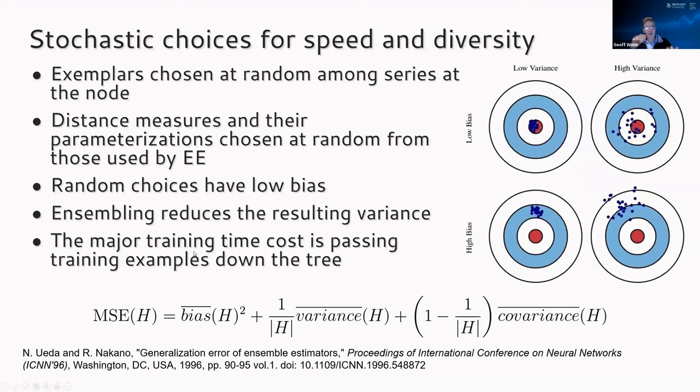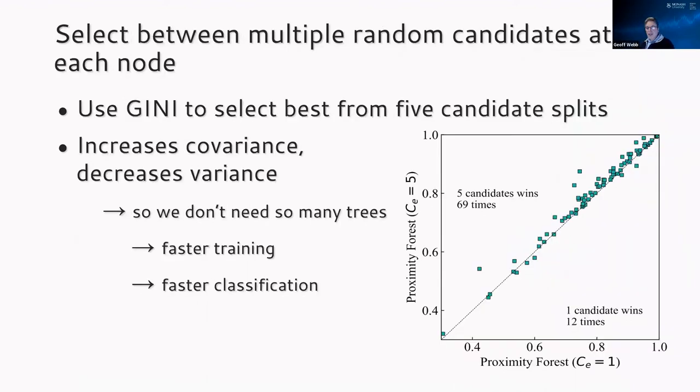And now, because all the choices we want to make are at random and so done very quickly, the major training time is simply passing the training examples down the tree. We found that it's possible to reduce the number of trees that are needed in order to get reasonably good performance by, instead of being totally at random, having at each node five totally random choices and then assessing how well each of them does and choosing the one which performs best. And we use the Gini criterion to assess the accuracy of the different alternatives. So this reduces the number of trees and that leads to faster training and also faster classification. And it slightly improves classification performance.